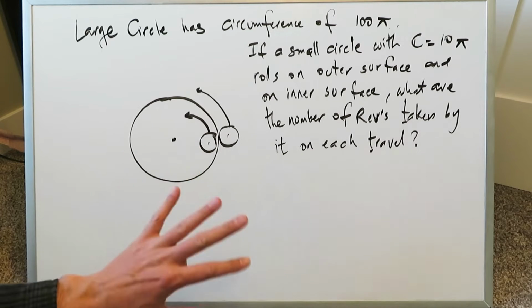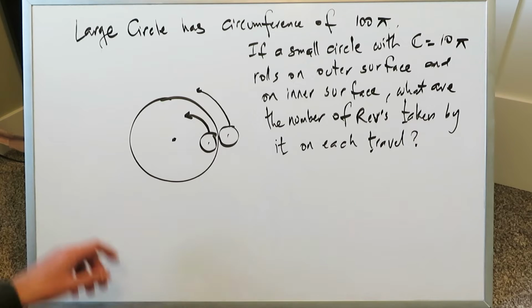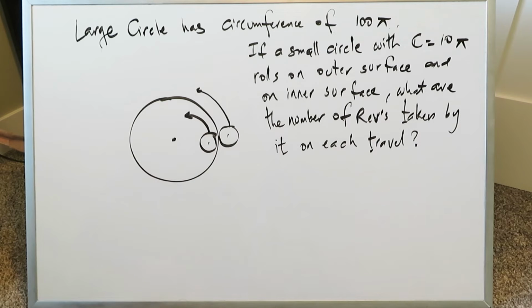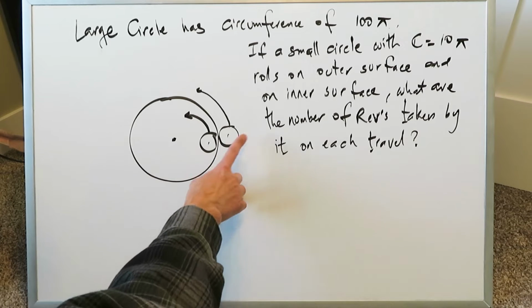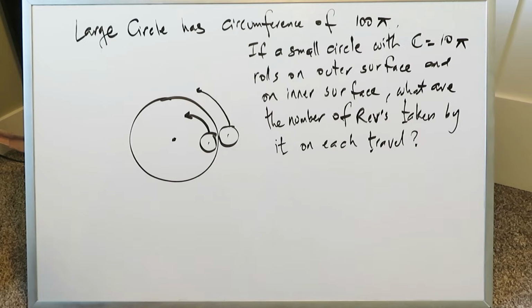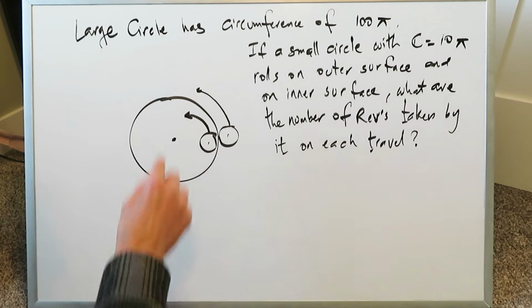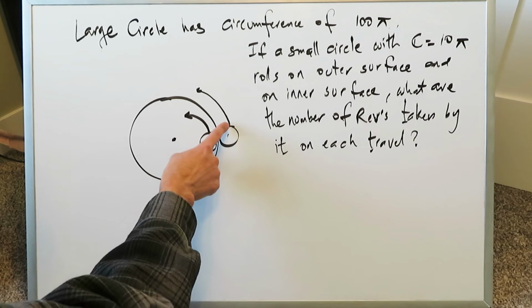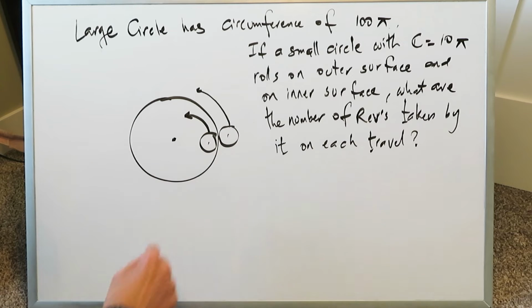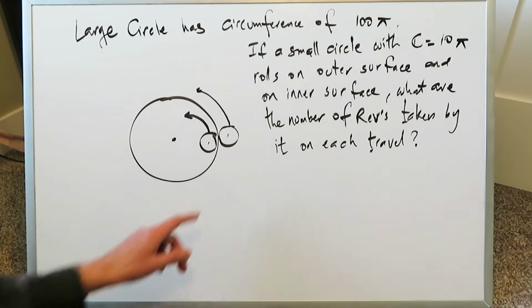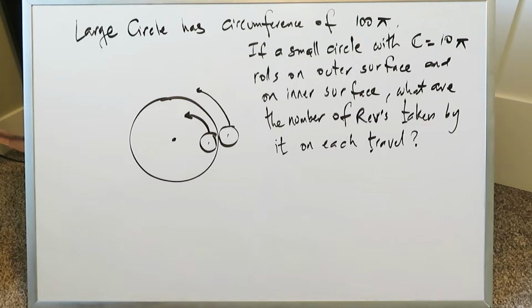We're looking here at a single fun geometry question. We have a large circle which has a circumference of 100 pi. Then there's this small circle which has a circumference of 10 pi. It rolls on the outer surface and it also rolls on the inner surface of this large circle. To cover the distance from the start to the finish, what is the number of revolutions that it takes for each of these travels? And we have to determine that.